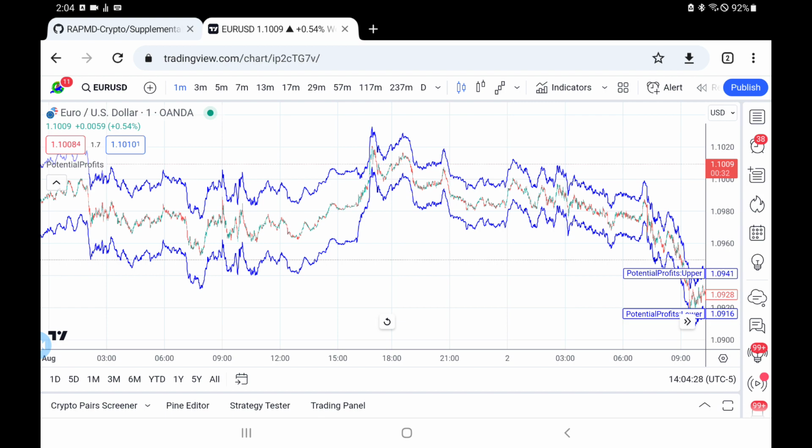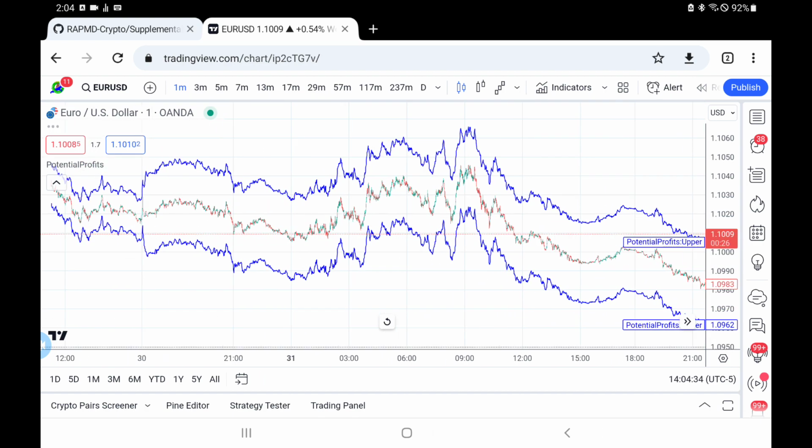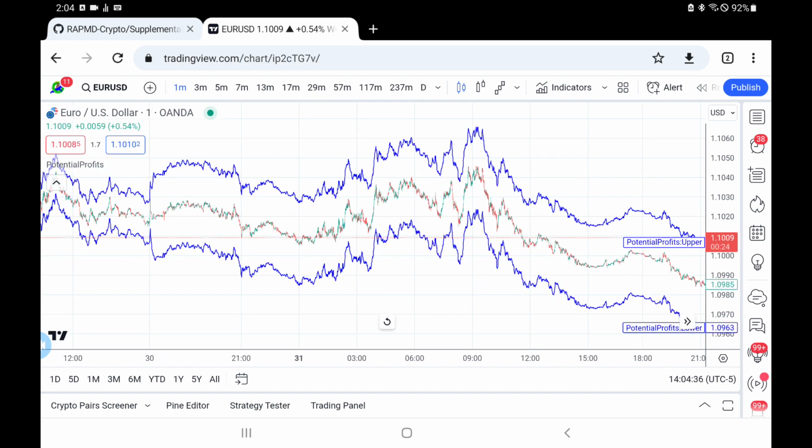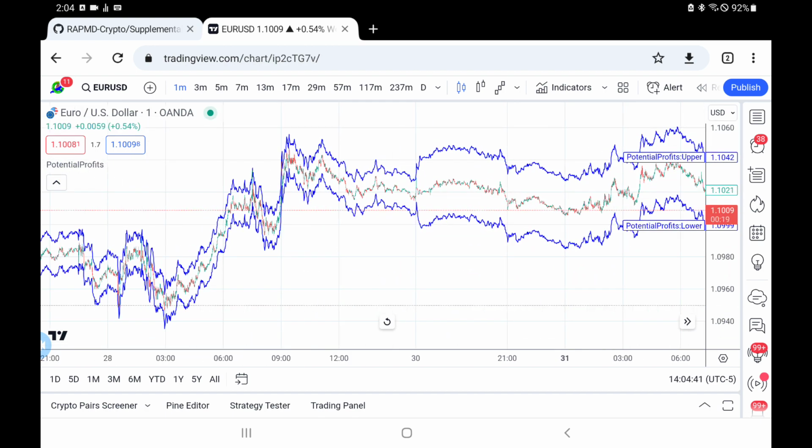You can manipulate it. You can see how it works. And we're going to talk about some of that now. For example, right here, this is a risk to reward of 1 to 1. So let's see what happens if we change it.